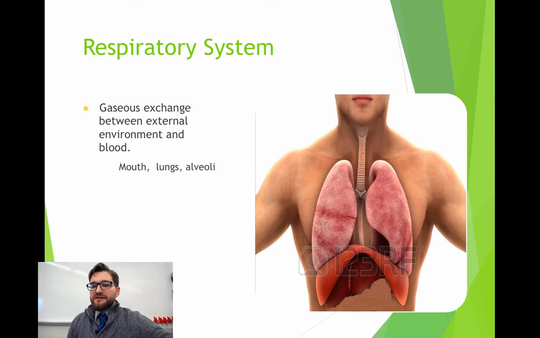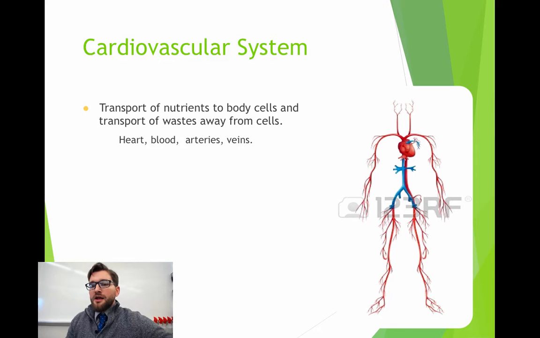The respiratory system. This system is responsible for the exchange of gases between the external environment and our blood. It includes the mouth, the lungs, and the alveoli. The alveoli are the small openings inside of the lung where gas exchange takes place. The cardiovascular system is responsible for transporting nutrients. Those nutrients are moved to body cells. It also then transports waste away from those cells. It includes the heart, blood, arteries, and veins.